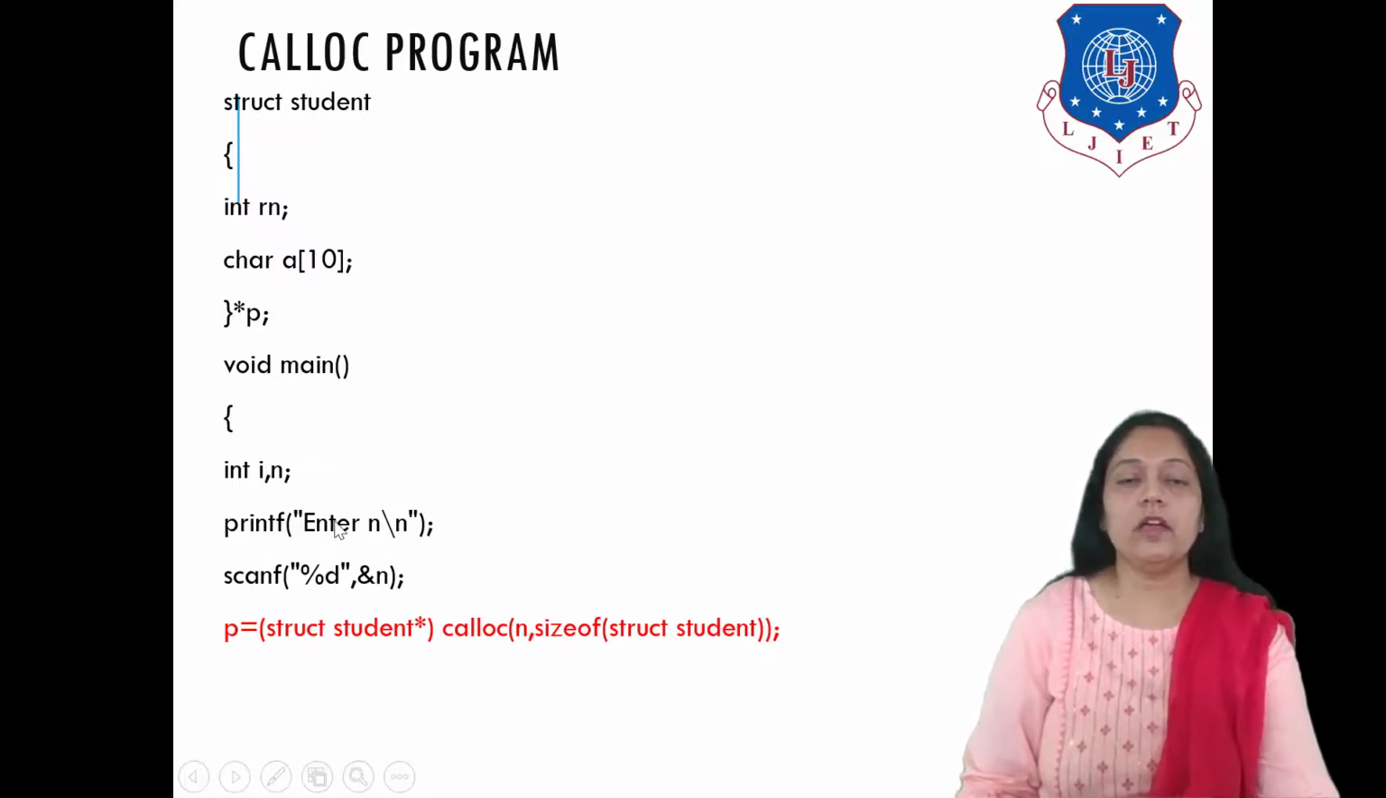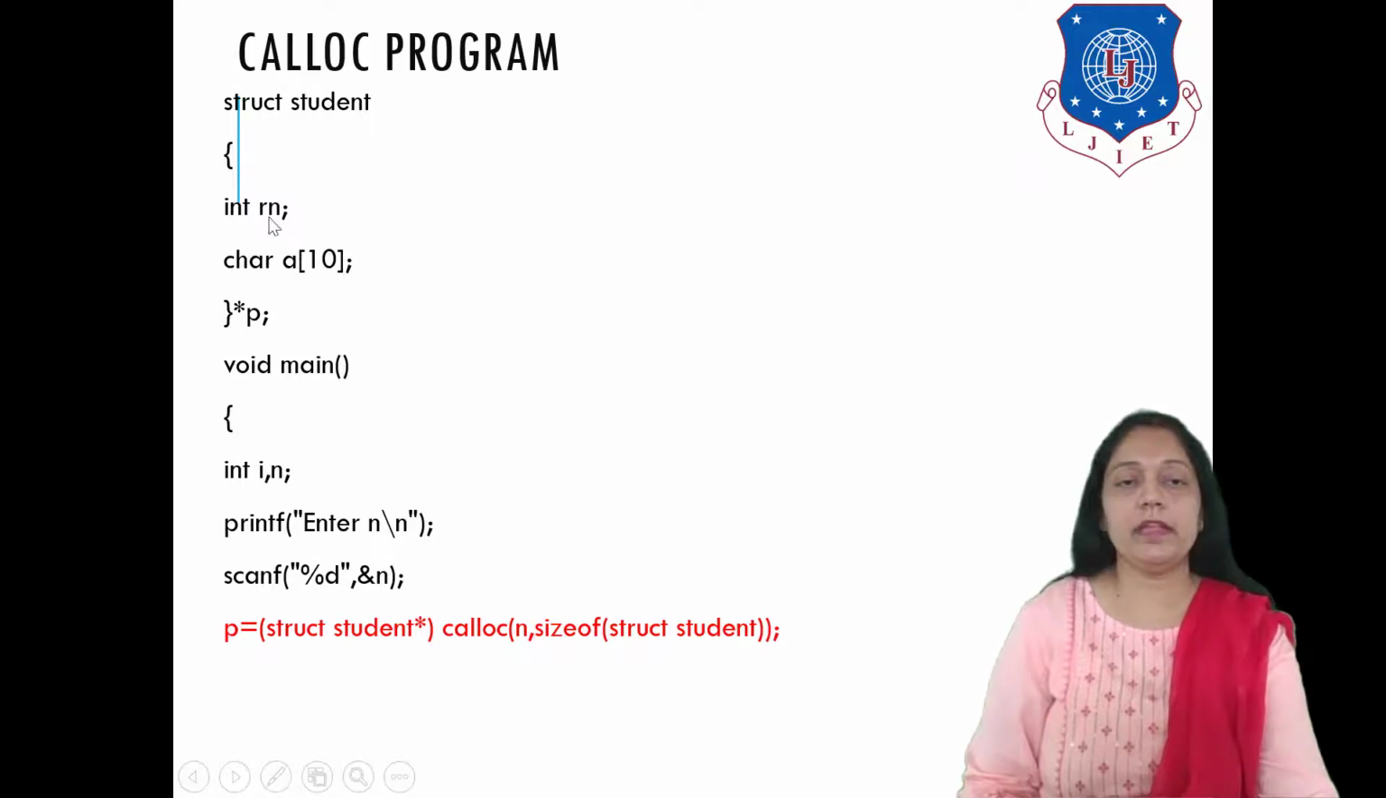Now I want to input the number of blocks, and this number of blocks value is stored in the variable n. So scanf n. Now use the calloc function. n means the number of blocks you want. It means the number of students' data you require, and each block would be of size of structure student.